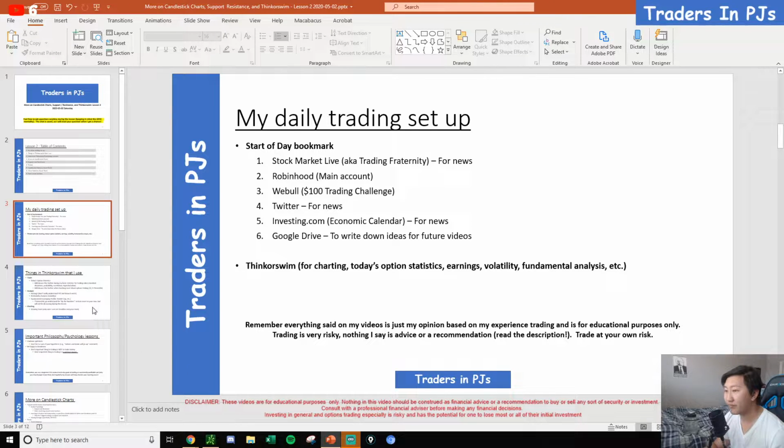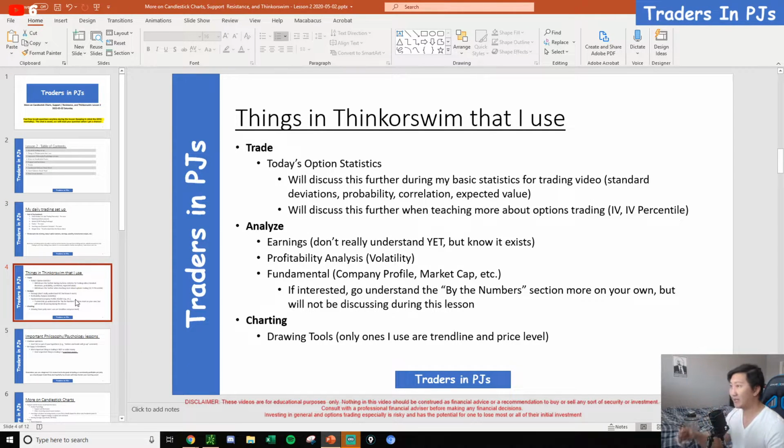Okay. So on the next slide, let's talk about things that I use in Thinkorswim. Obviously, I use them for charting, which I've talked about. I use them to draw trend lines and price levels where I enter and where I think I should have a stop loss, etc. But a few things that I haven't talked about yet is the trade tab to talk about the volatility of a stock by looking at the option statistics. And obviously, I'll cover this more when we talk about options, but I just want to cover it here starting today because we're going to talk about options next week, funny enough.